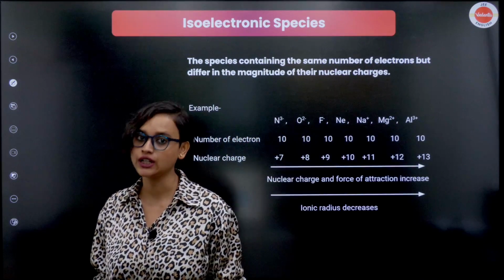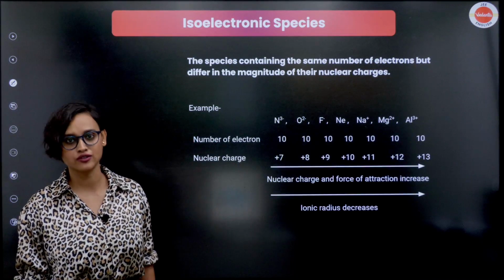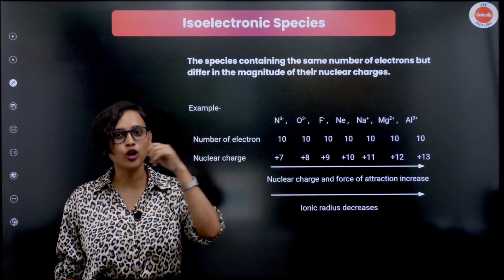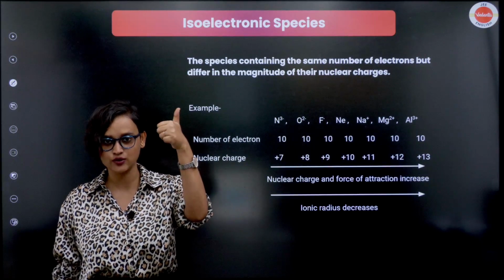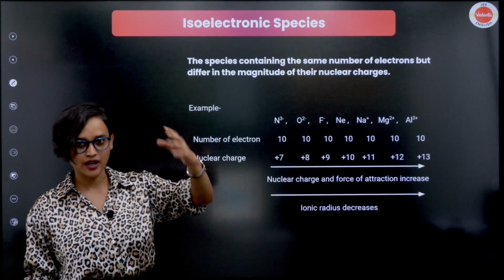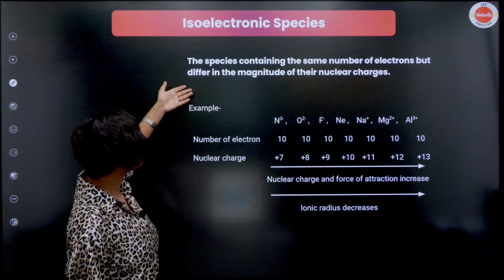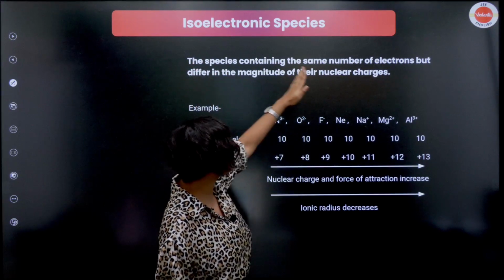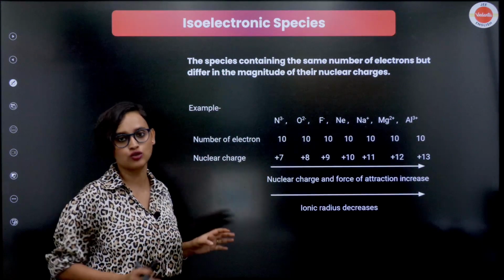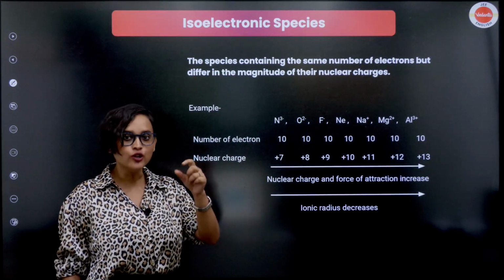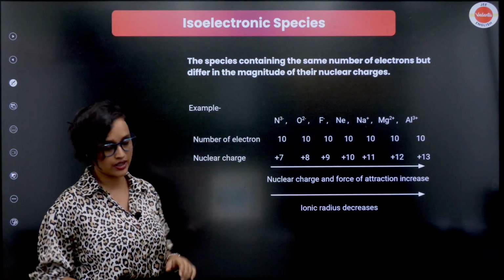Now we come to isoelectronic species. We introduced this topic in structure of atom, if you remember, when we read all about iso: isotopes, isobars, isotones, isodiaphers, isoesters, isoelectronic species, paramagnetic, diamagnetic. So what are isoelectronic species? Basically the species that contain the same number of electrons, but they differ in the magnitude of their nuclear charge. So the nuclear charge is different, but they have the same number of electrons, my dear students.